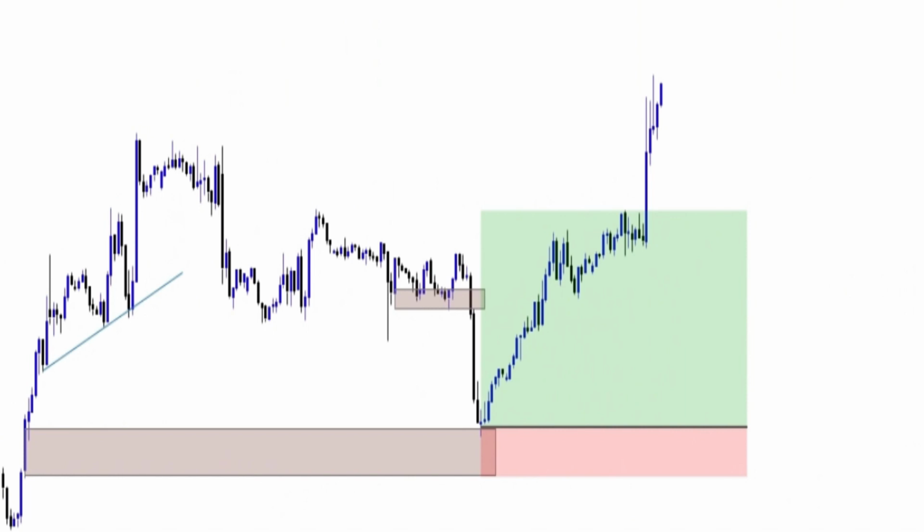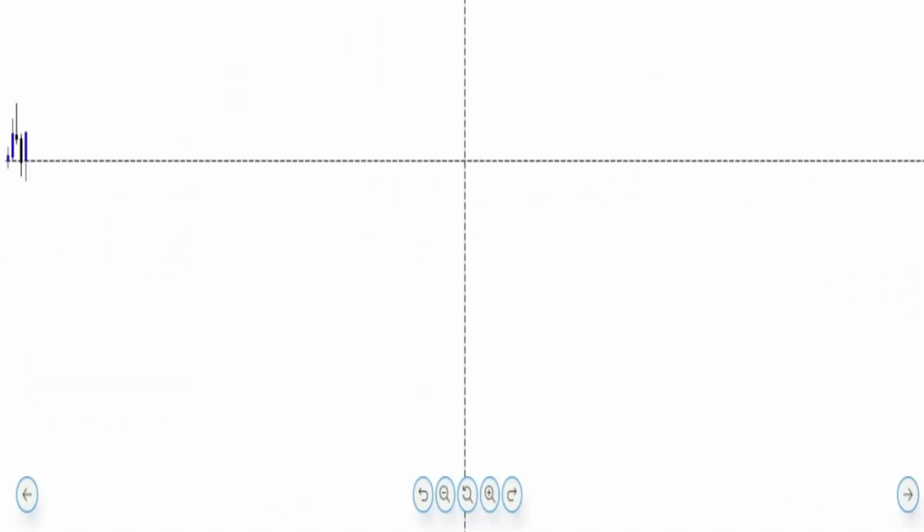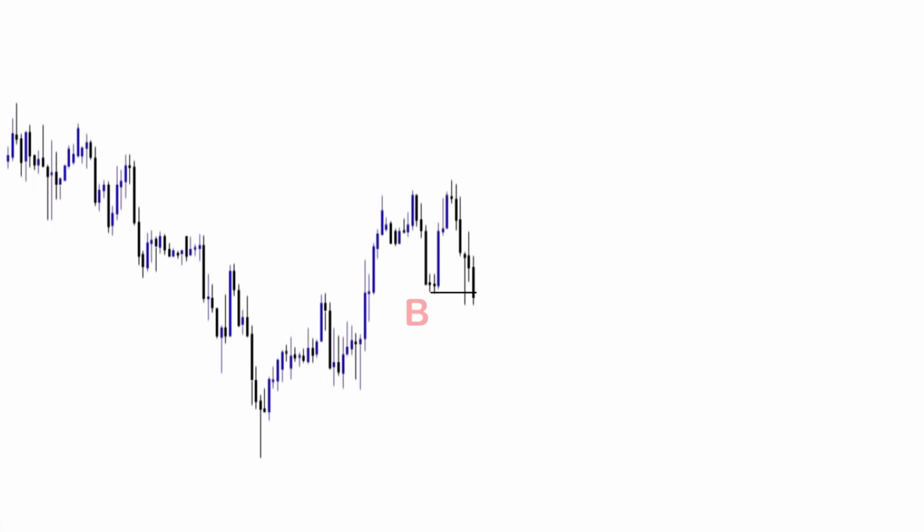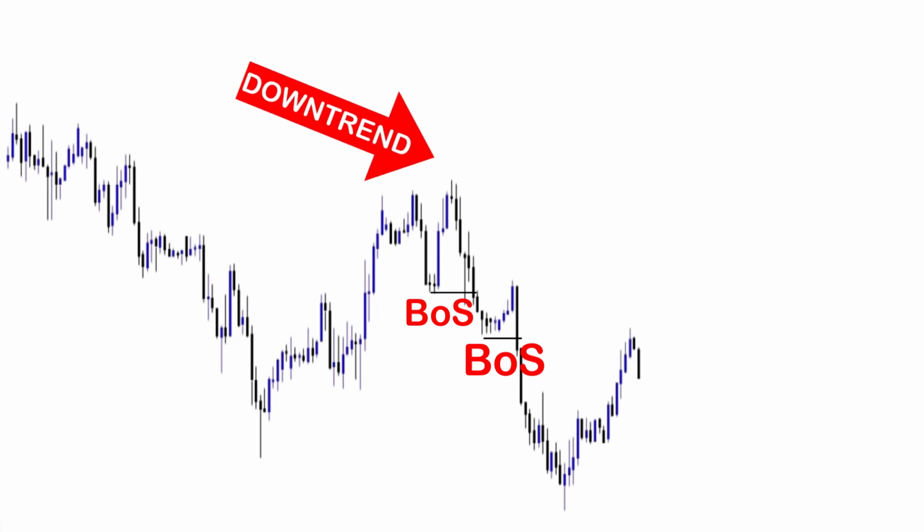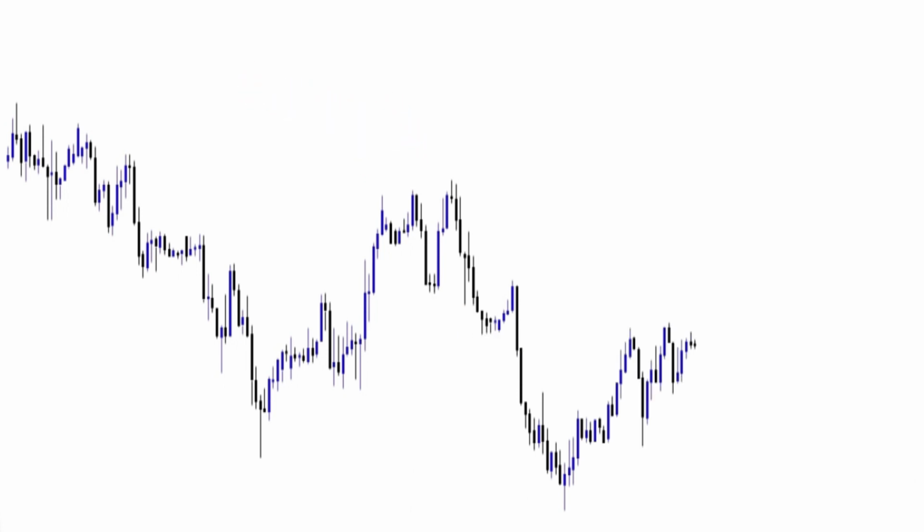Now let us see one more example of this strategy in order to make sure that you understood this strategy properly. Here we have the Euro-New Zealand dollar chart on hourly time frame. So, first of all, we would identify the trend of the market. We can see price doing the break of structure to the downside, which indicates that the market is in a downtrend. Now we would wait for the price to go into the liquidity zone.